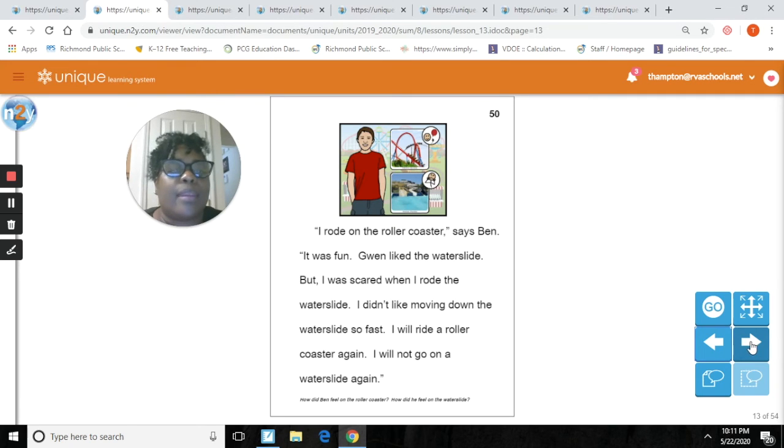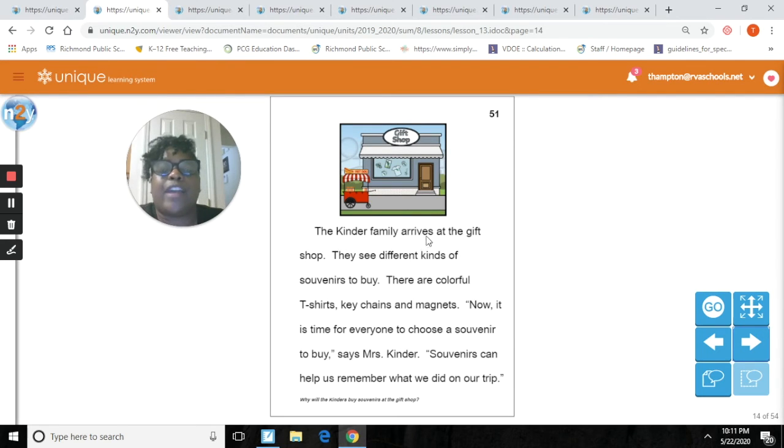Okay? All right. So now the Kinder family arrives at the gift shop. They see different kinds of souvenirs to buy. There are colorful t-shirts, keychains, and magnets. Now it's time for everyone to choose a souvenir to buy, says Mrs. Kinder. Souvenirs can help us remember what we did on our trip. So now they're at the gift shop. So now let's think about our objective, right? What was our objective? I will remember what the Kinder family chooses to buy at the gift shop.